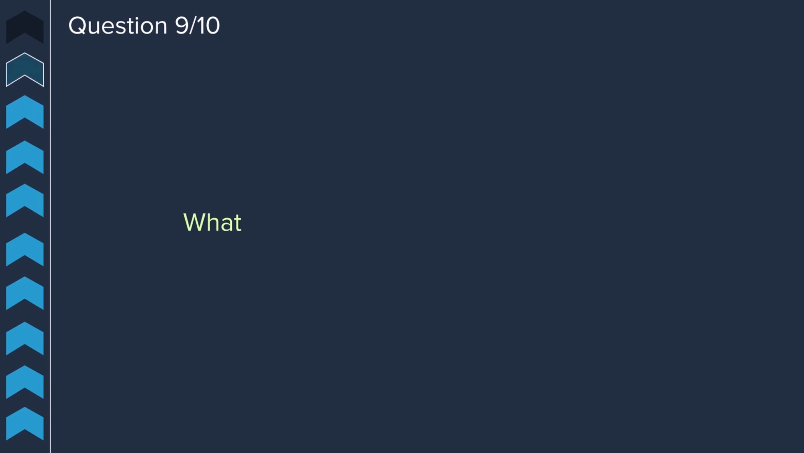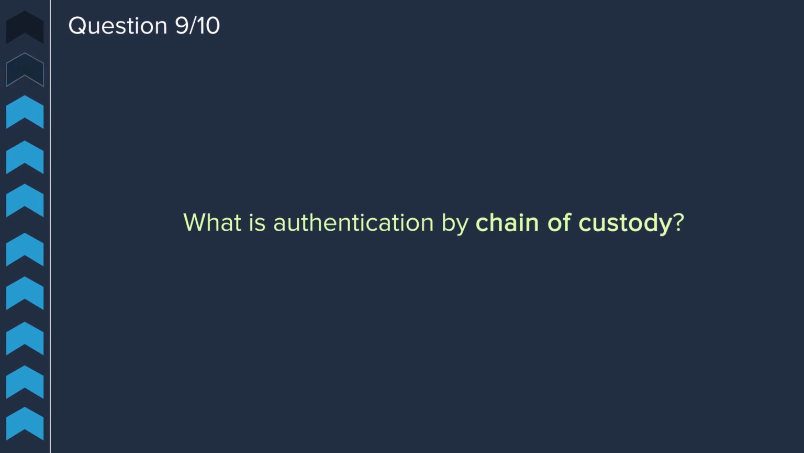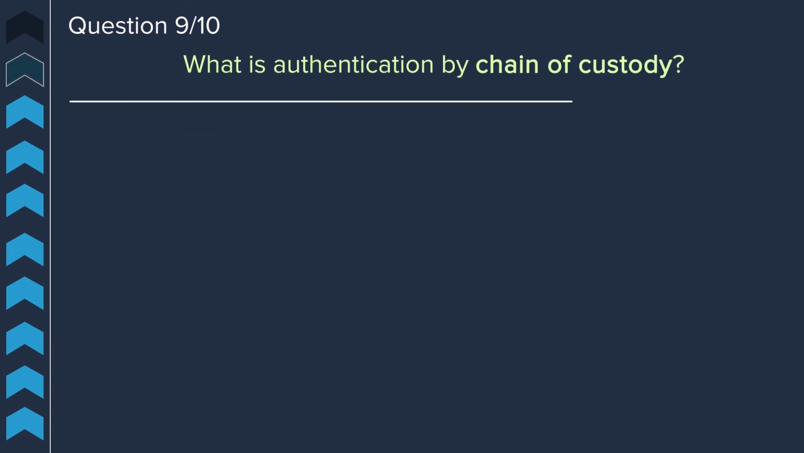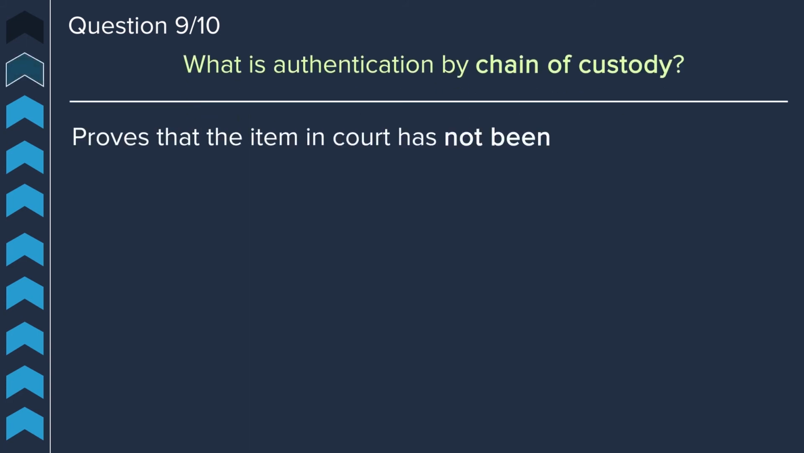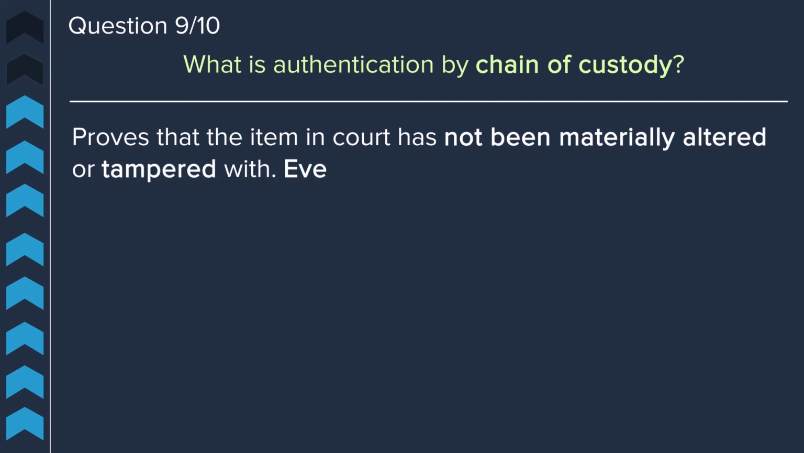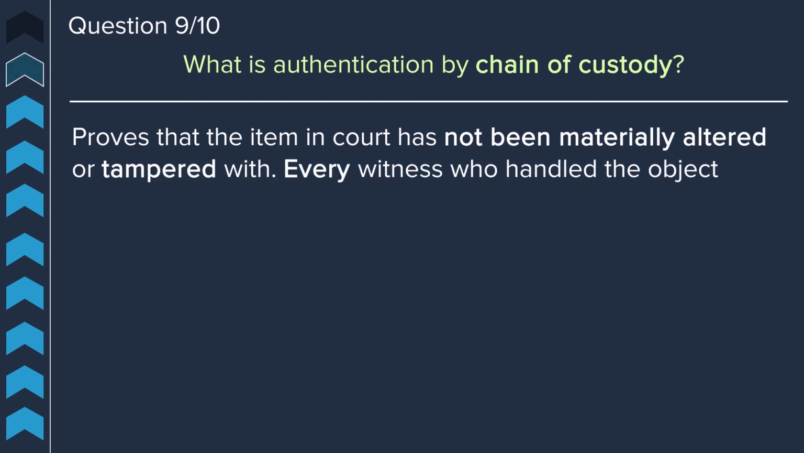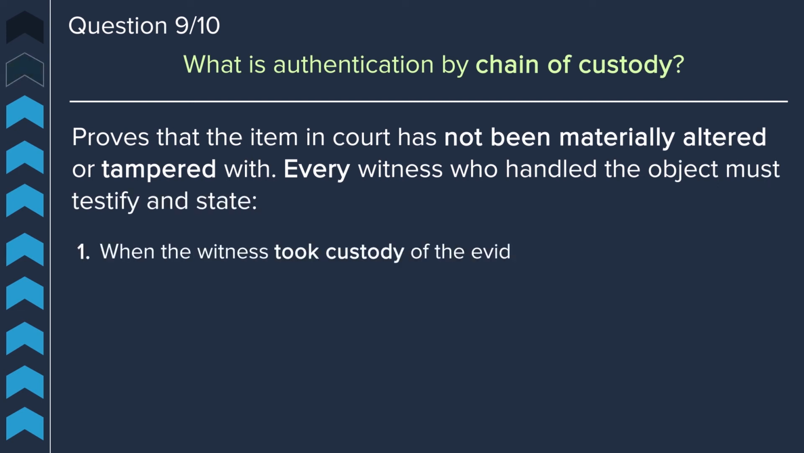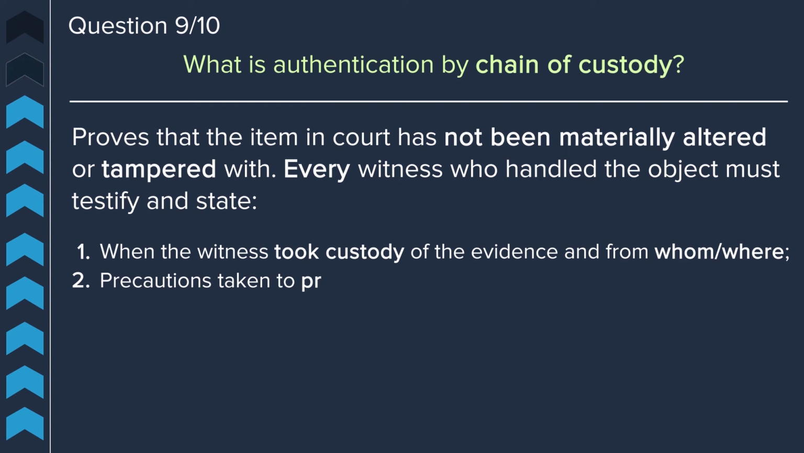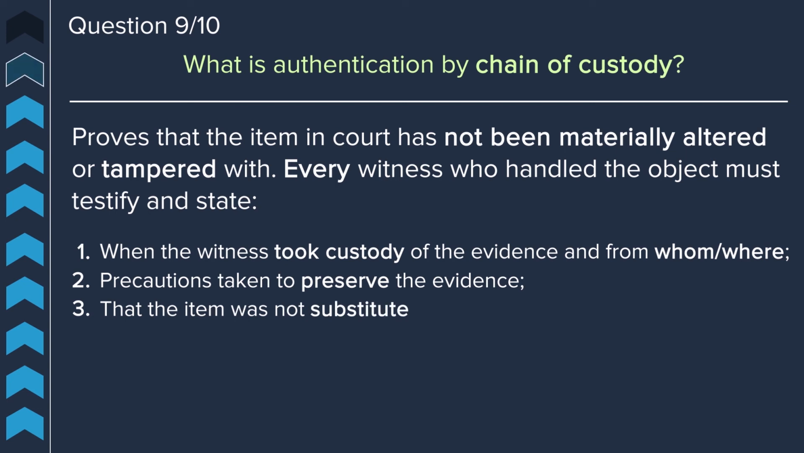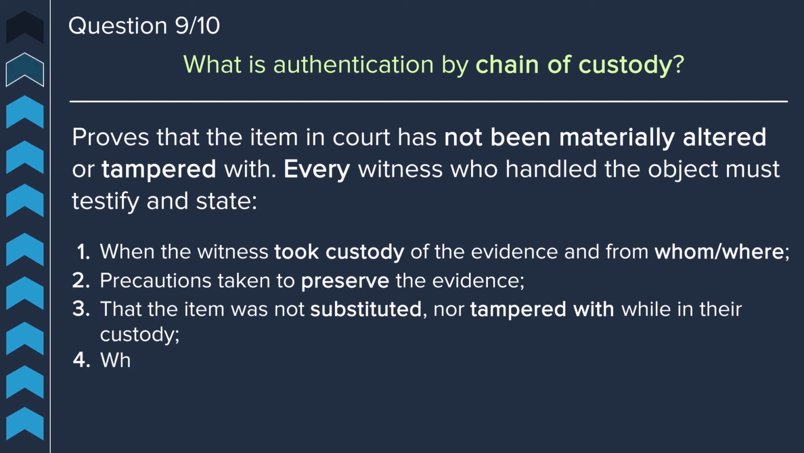Question 9. What is authentication by chain of custody? This proves that the item in court has not been materially altered or tampered with. Every single witness who handled the object must testify and state, first, when the witness took custody of the evidence and from whom or where. 2, the precautions taken to preserve the evidence. 3, they must testify that the item was not substituted nor tampered with while in their custody. And 4, they must testify when the custody of the item was relinquished and to whom.